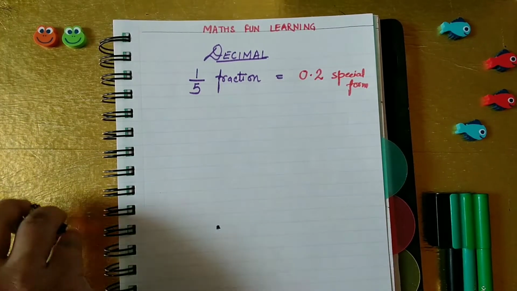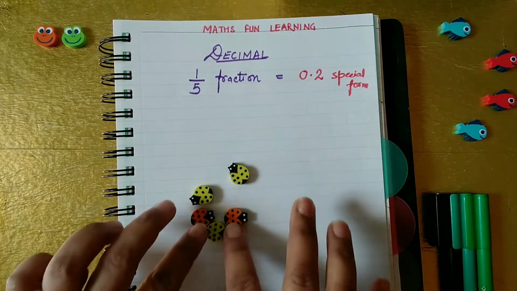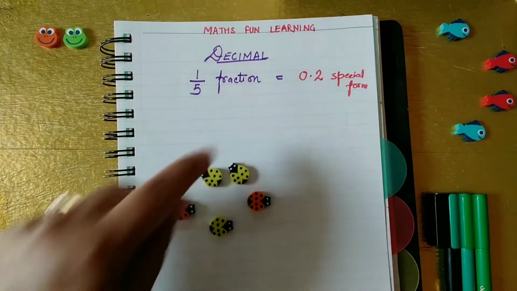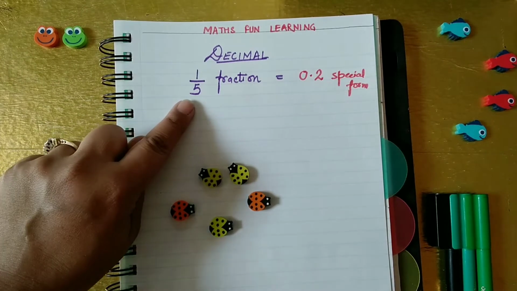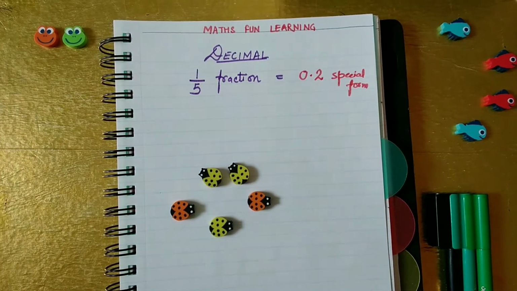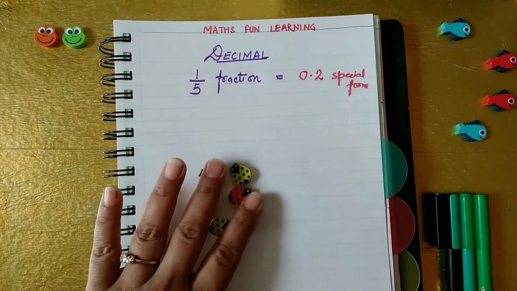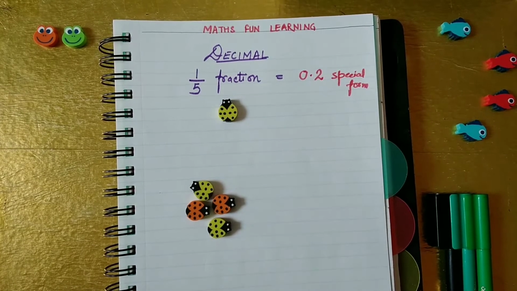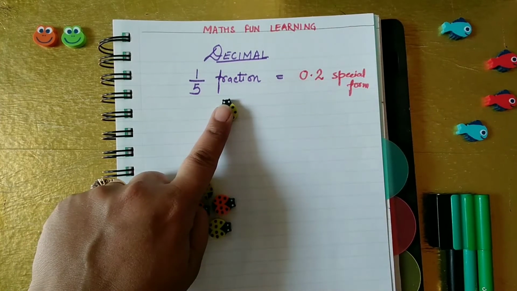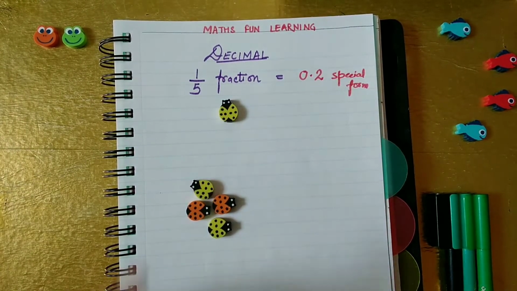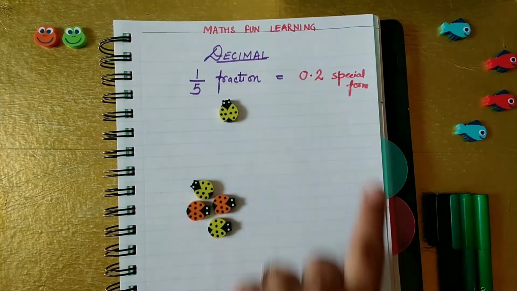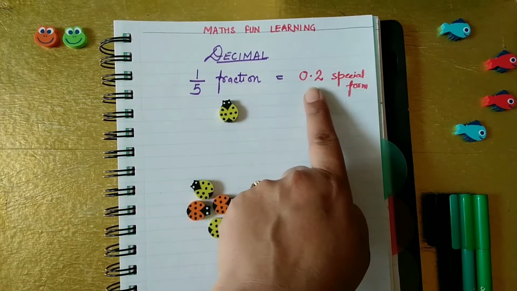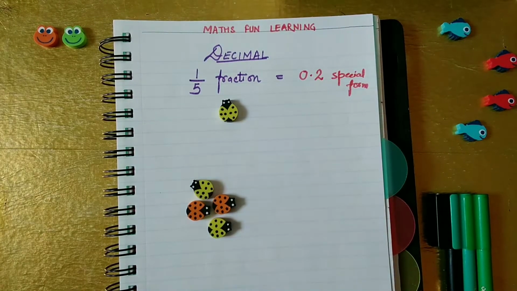Suppose you can see here I have ladybugs. I have 5 ladybugs. Look here, the denominator is 5. That means I have 5 ladybugs in total. My friend came and she wants 1 ladybug. So what fraction do I give her? Out of 5, I give only 1. So that is my fraction. If I want to change this fraction into decimal form, my decimal is 0.2, and that is called a special form.